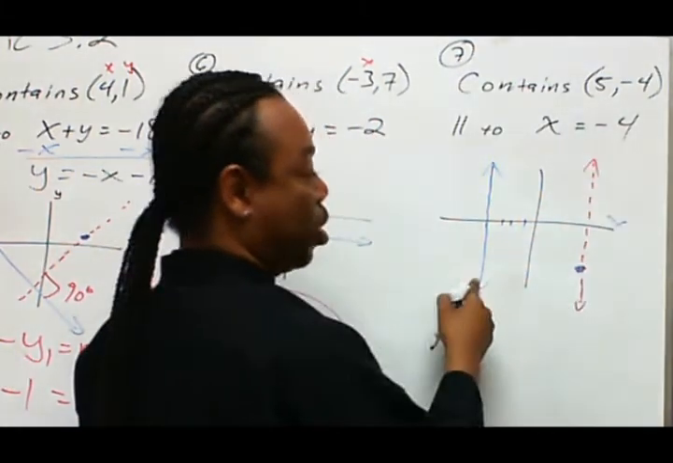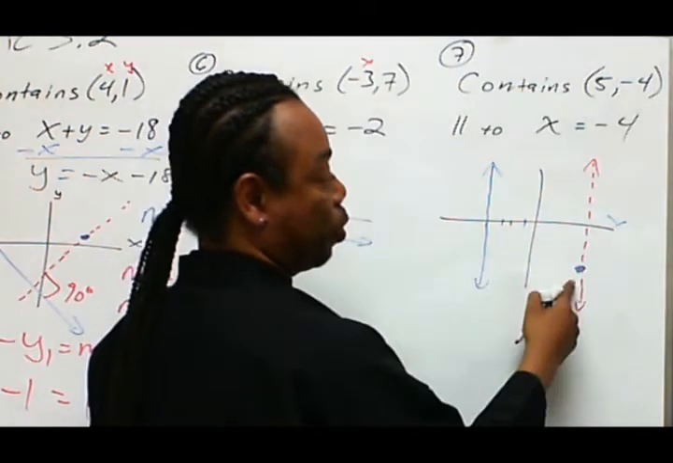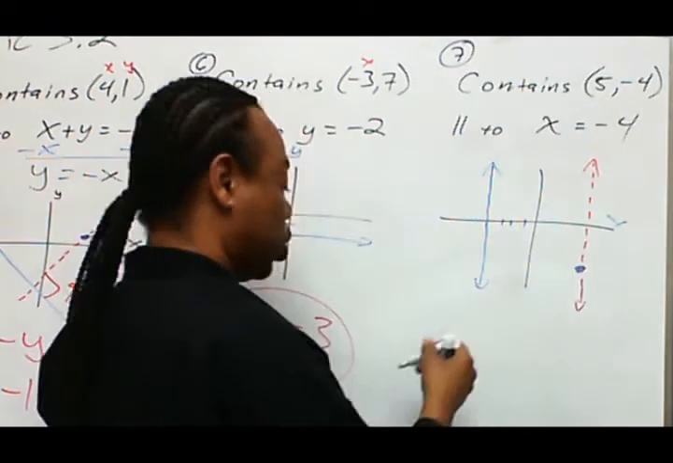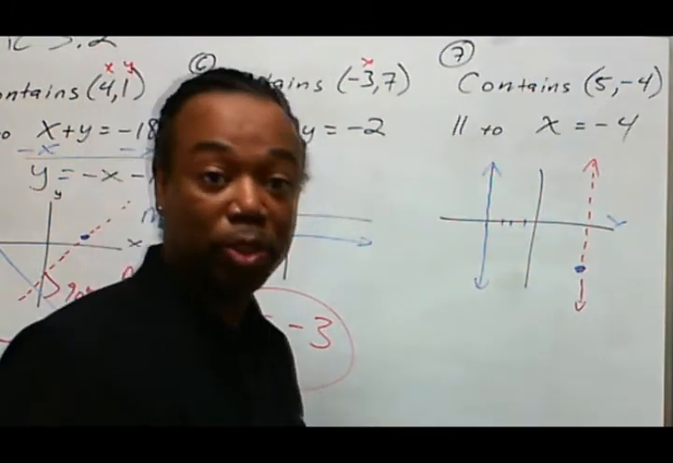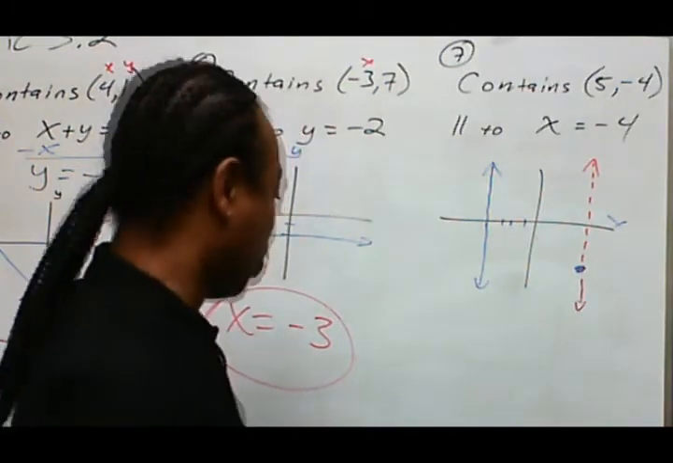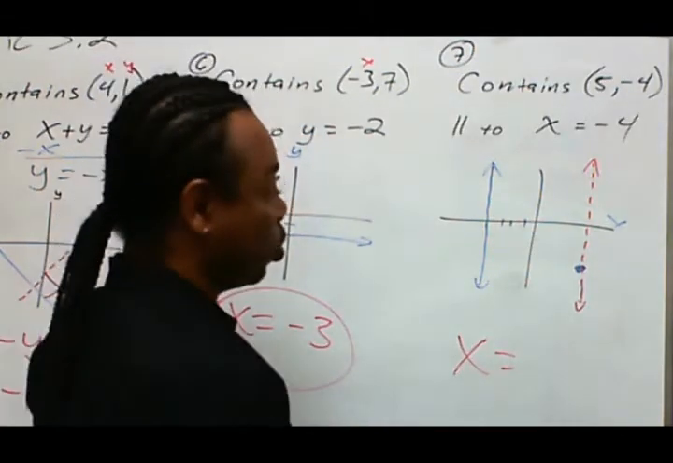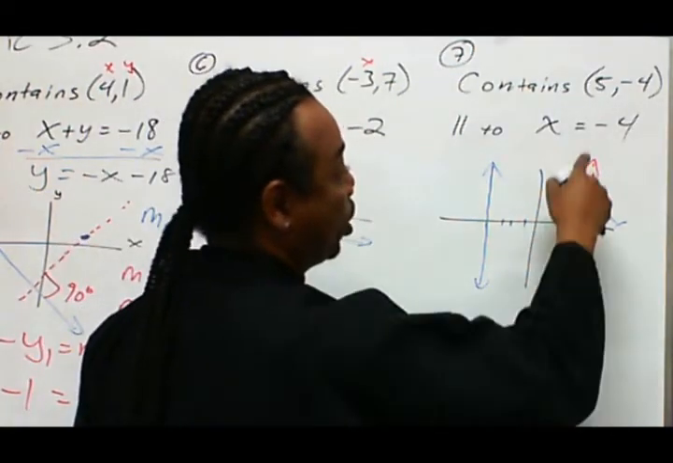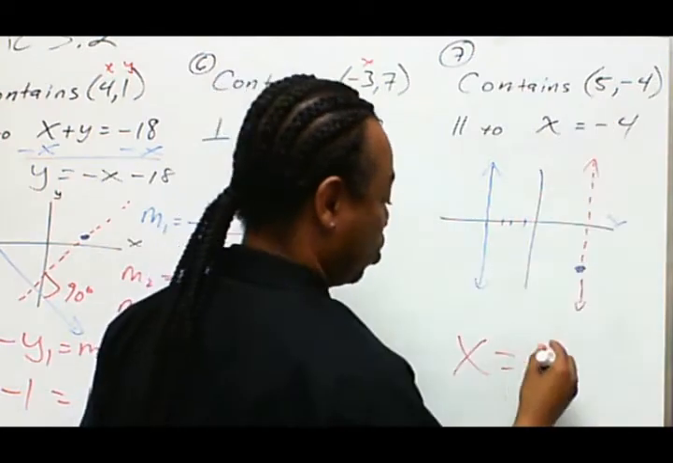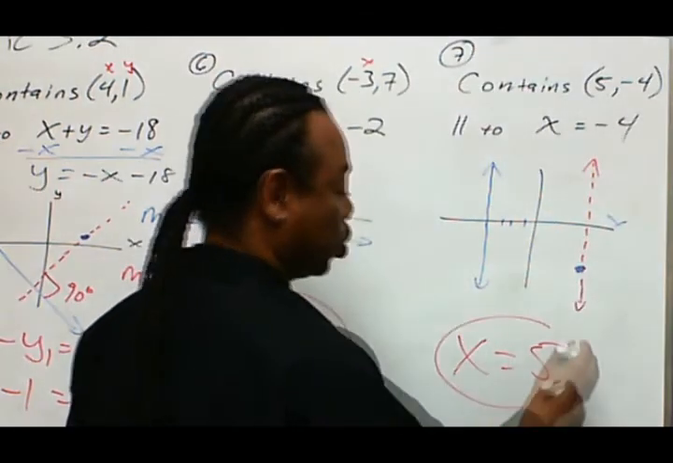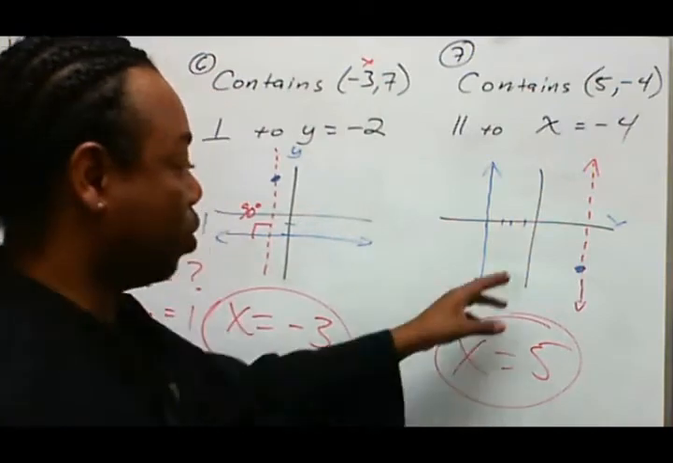This line would be parallel to the blue one, but it also goes through 5, negative 4. That line we just created is a vertical line. That's a special line, and all vertical lines are represented with x equals. Now x equals what? Well, since we're going through this point, and that point has x is 5, we have x is 5 as a solution. And that's the equation of that red line.